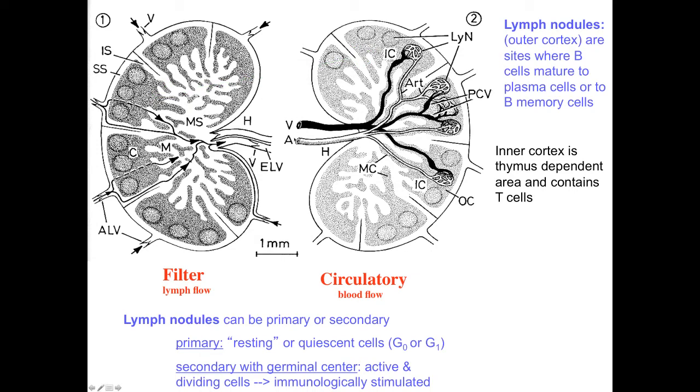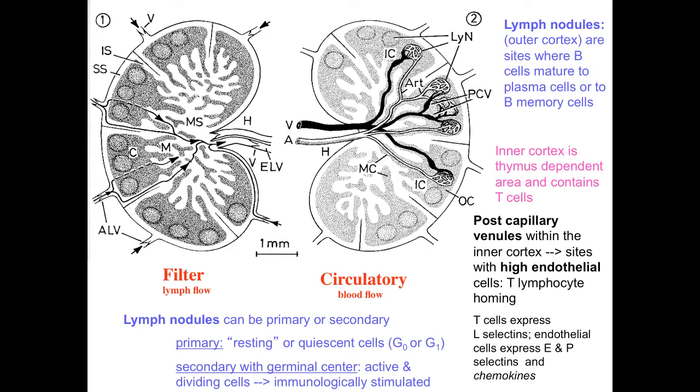Now, if we look at the blood flow coming into the node, here would be the artery coming in, and notice that you have this capillary plexus that encircles the lymph nodules. And then there are structures called post-capillary venules that are going to turn out to be very important to allow lymphocytes to home into the lymph nodes. These post-capillary venules are within the inner cortex, and the endothelium on these post-capillary venules is rather unusual. We call the endothelial cells high endothelial cells, and these are the areas that allow T lymphocytes to home in on the lymph nodes.